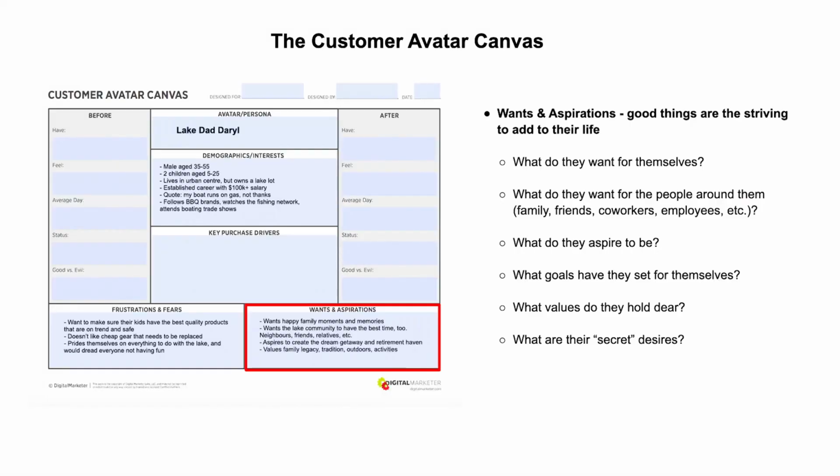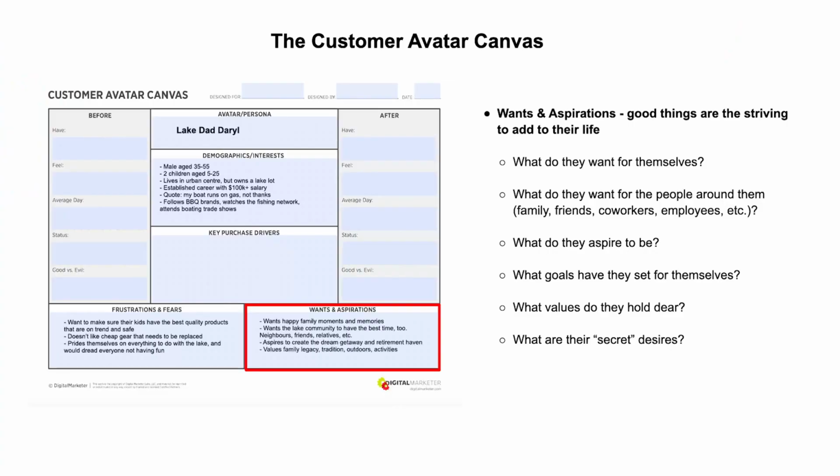In the next section, we're going to look at wants and aspirations. These are the things that your customer segment wants to move towards in life and wants more of. So some good questions to consider here. What do they want for themselves? What do they want for the people around them, their family, friends, coworkers, employees? What do they aspire to be? What goals have they set for themselves? What values do they hold dear? And what are their secret desires?